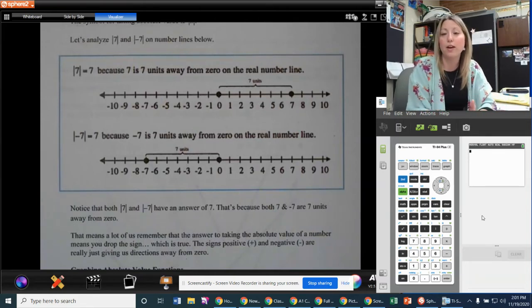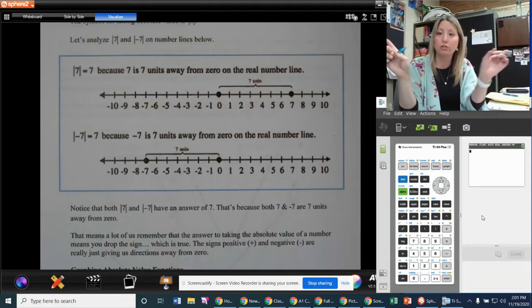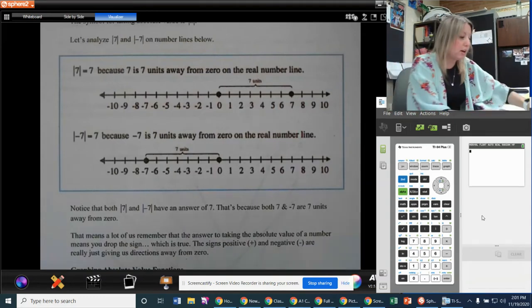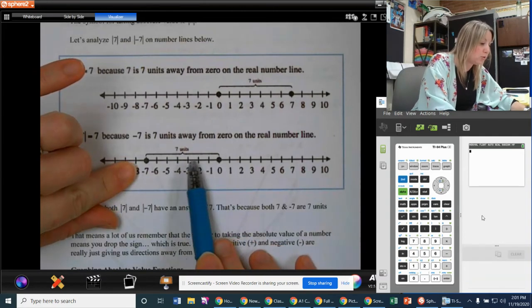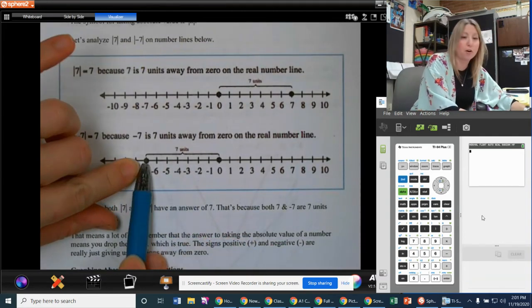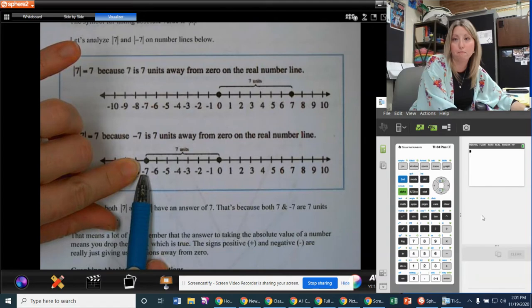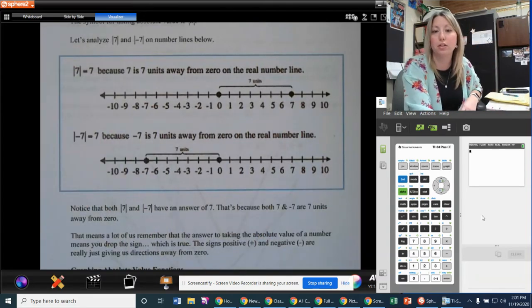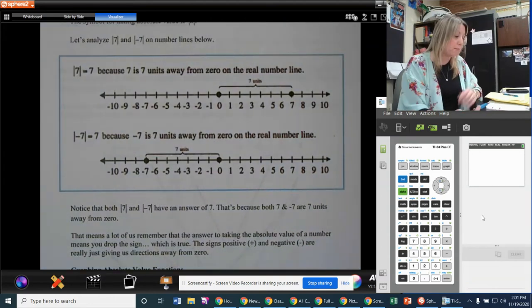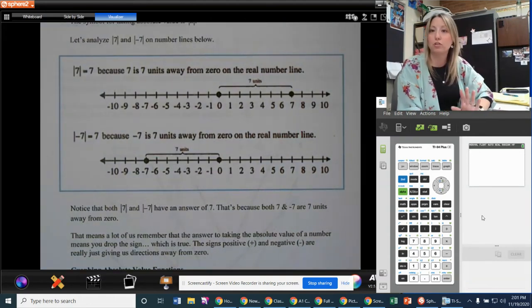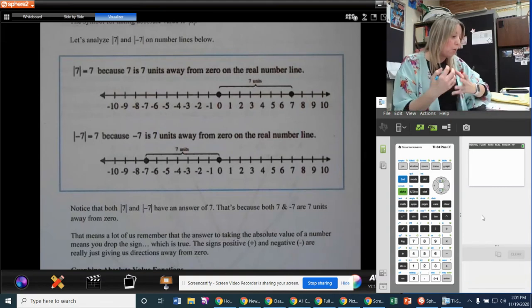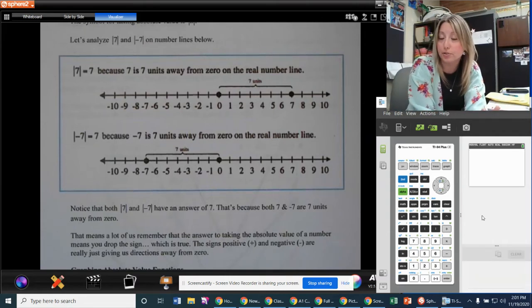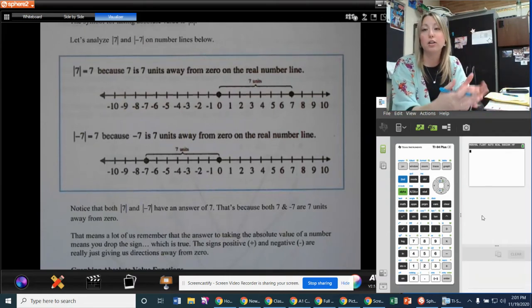In the case of absolute value, the positive and the negative are just which direction away from zero it's going. Its distance, 1, 2, 3, 4, 5, 6, 7, is how far away we are. That's what absolute value is: just tell me what's our distance from zero. The signs really are just giving you which direction it's going, left or right from zero on your number line.